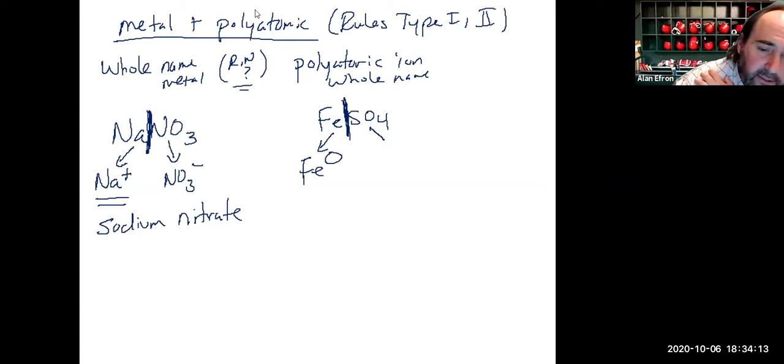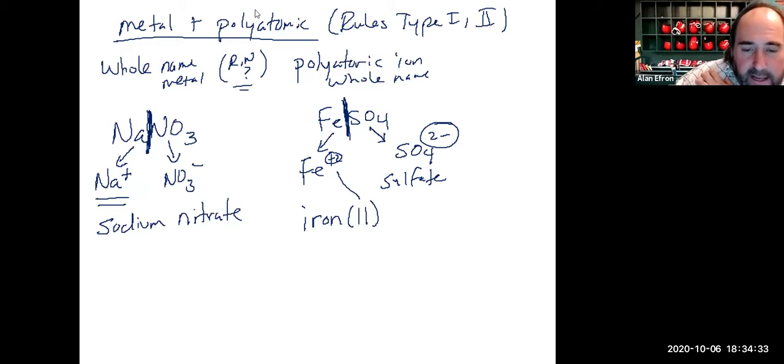So once you memorize all these guys again, that is SO4 2 minus, which is sulfate, and it has a minus two charge. That means in this particular case, the iron is a plus two charge, and we would name this iron. We would need the Roman numeral II, and this would be sulfate, the whole name of the polyatomic ion. Any questions on how to put those together?